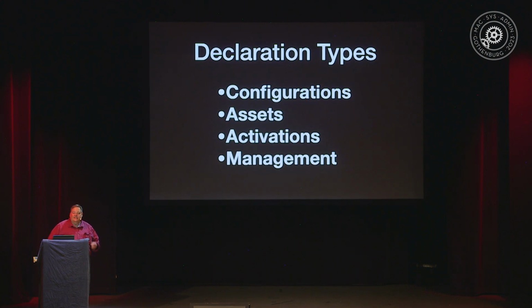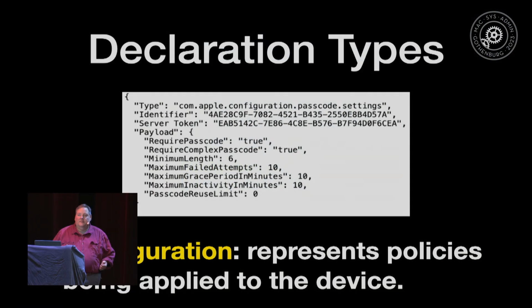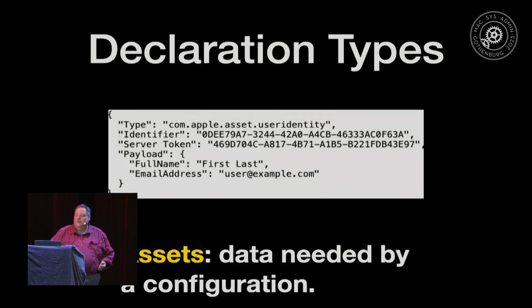So let's dig into the various declaration types. The first is the configuration type, and it should be pretty familiar. It's a policy definition, similar to what's used in MDM profiles. So next, there are assets. And these are data needed by a configuration, like MDM URLs, certificates, email addresses, contact information, whatever. So here's how an asset looks as a declaration.